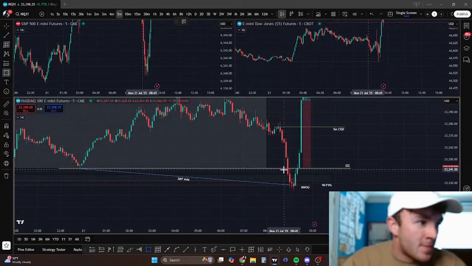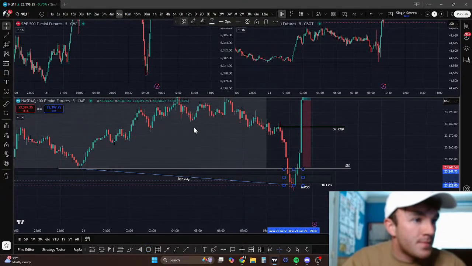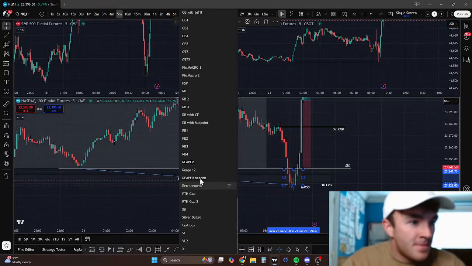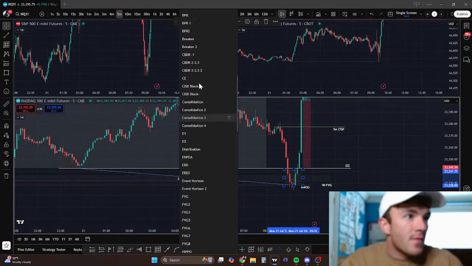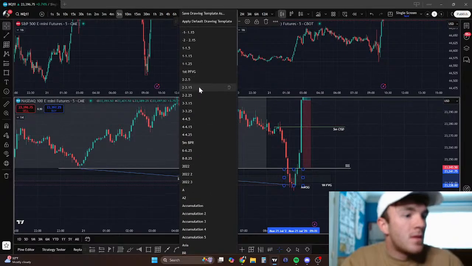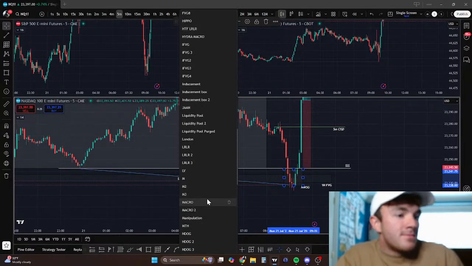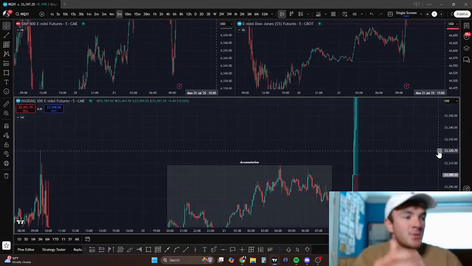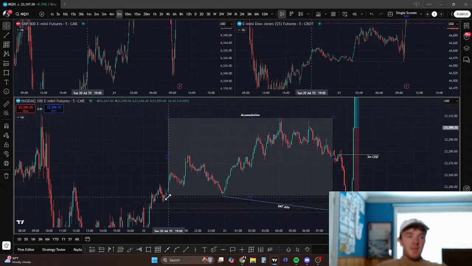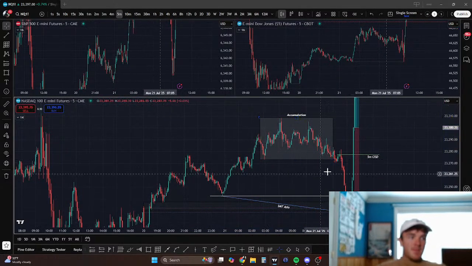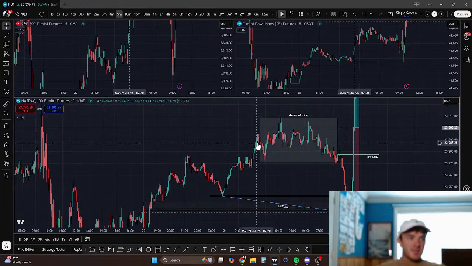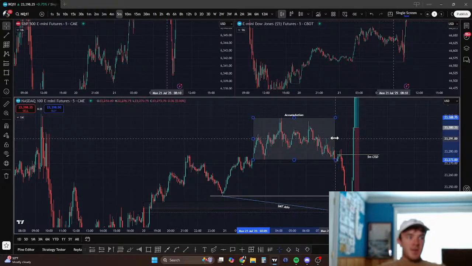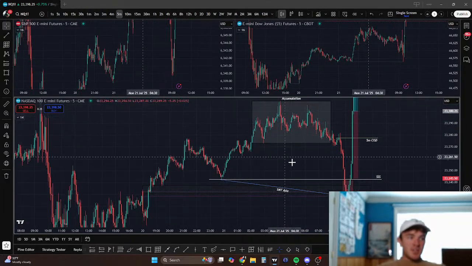Manipulation into the new week opening gap, and then distribution, right? So anyway, not much we can do now, but it's always cool to observe the market and observe what happens. It might even be better to mark out accumulation like this, right? I always just like marking it out when it's a more obvious accumulation.